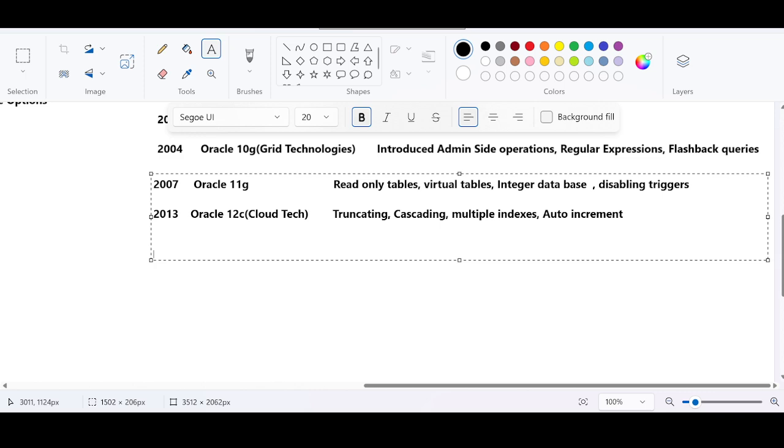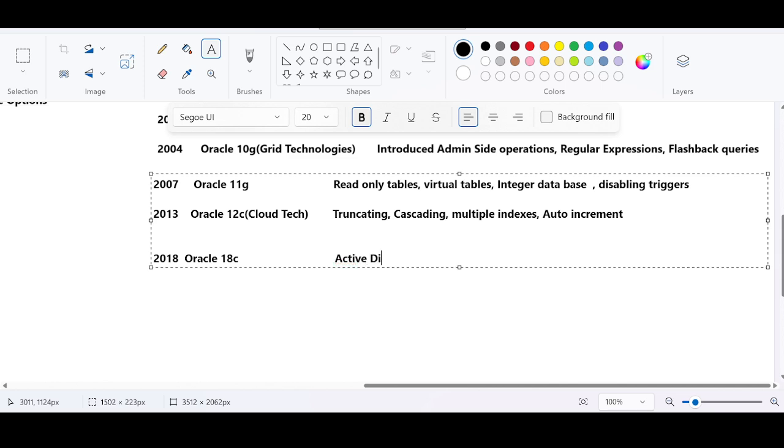Oracle 18c was introduced in the year 2018. The c stands for cloud technology. Here you have concepts like polymorphic table functions and Active Directory integration. It's important.